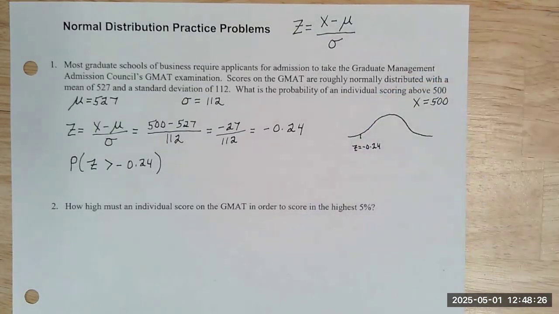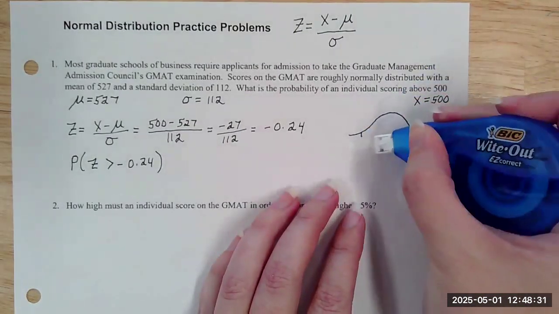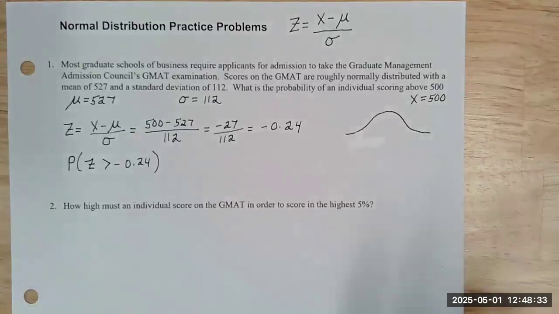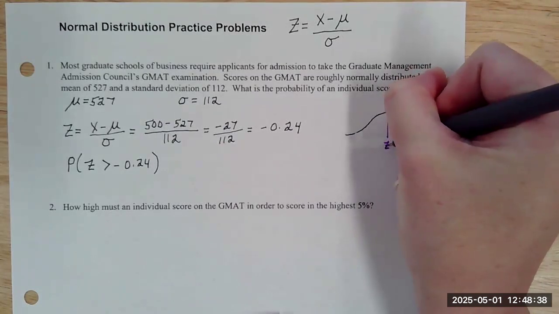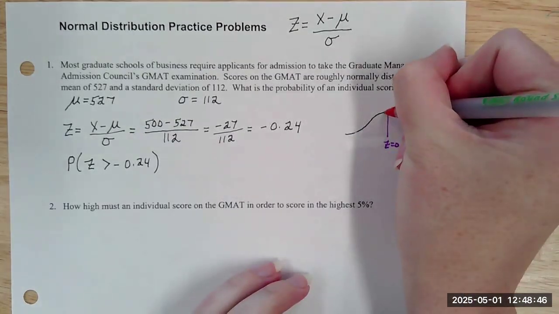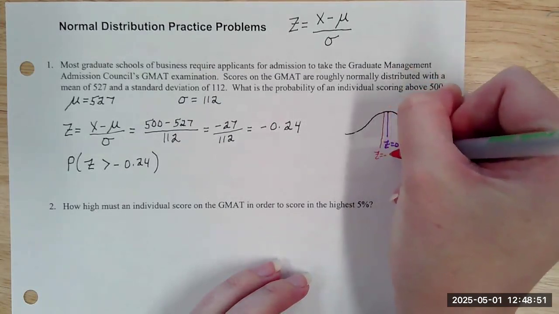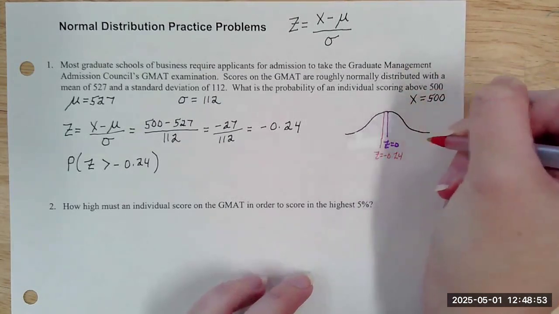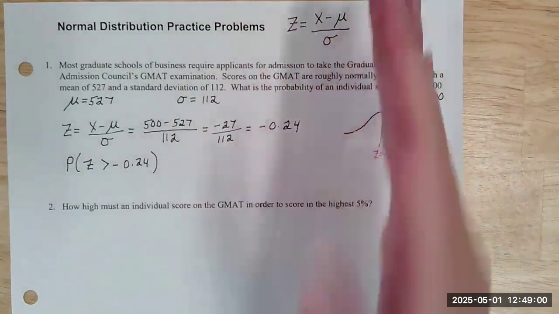Which means that it's like, oh, I'm doing that wrong. Sorry. I shouldn't have gone that far over. Nope, nope, nope. Okay. Let me put down 0 so that you can see what I'm doing. Here's z is equal to 0. So z is equal to negative 0.24 should maybe be like right here. Okay. What your table is going to tell you is everything below that score.